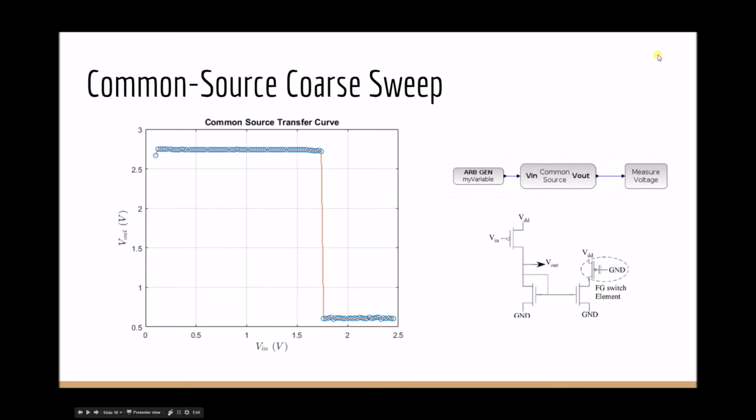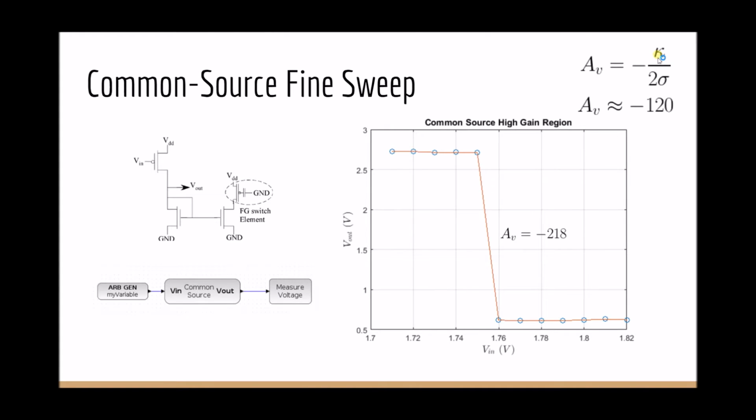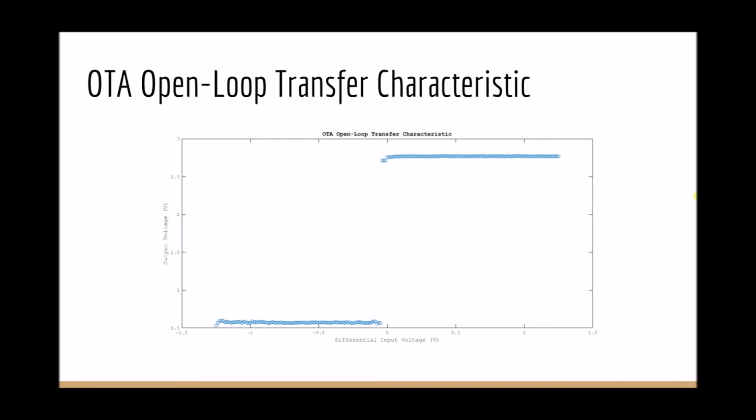After locating the gain region, we performed a fine sweep in steps of 1 millivolt near that input voltage. Even at this resolution, we did not get any points within the gain region. Performing a deterministic linear fit between the 2 points at the edges of the gain region would determine a gain of about negative 218. The output voltage was measured versus input voltage for the OTA in an open loop configuration.